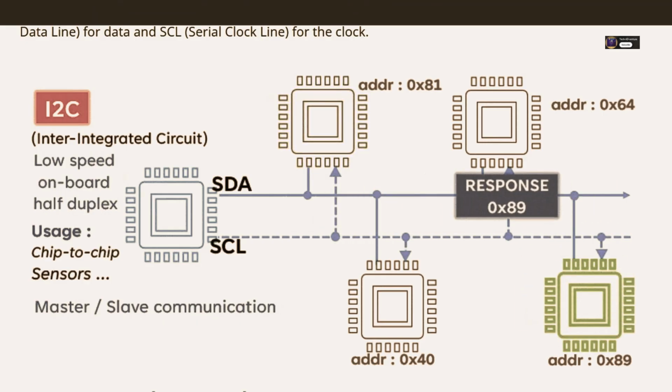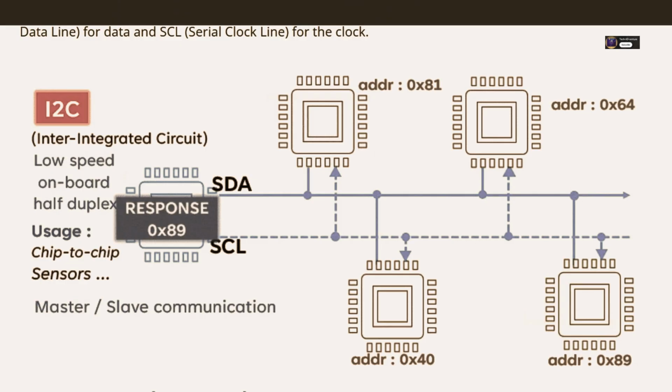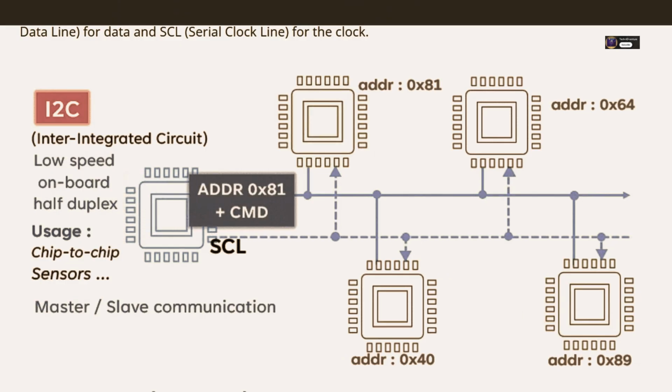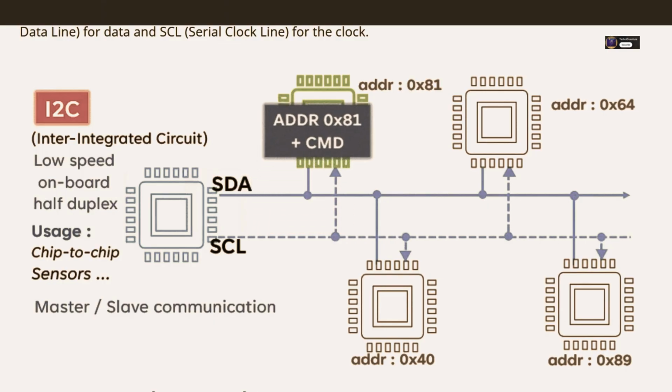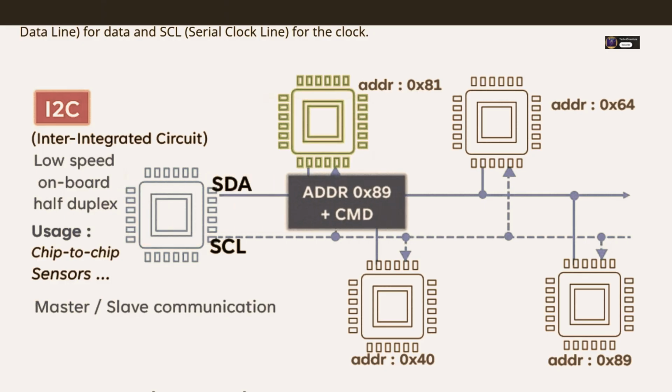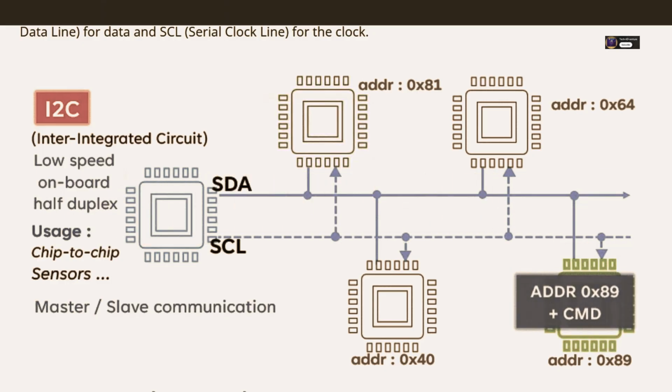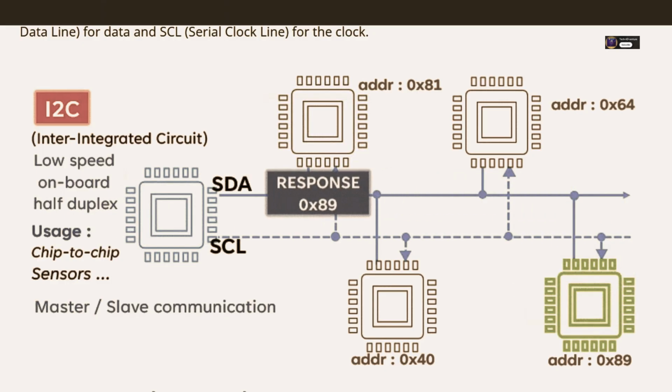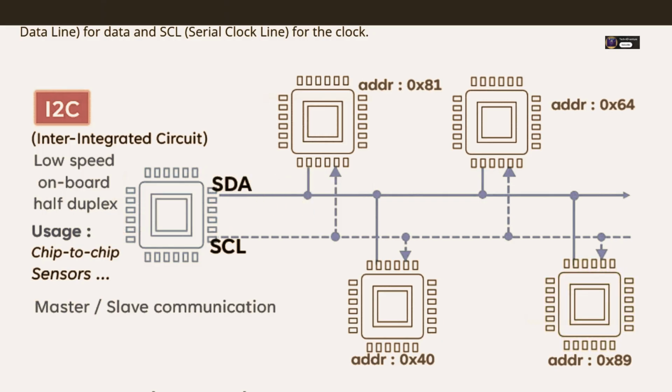Many slaves also have internal register maps. Think of these like internal mailboxes or configuration menus within the chip. The master writes to specific register addresses to configure the slave, like setting a sensor's measurement range, or reads from specific register addresses to get data back, like the latest temperature reading.